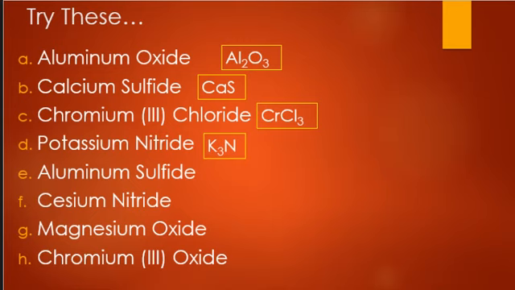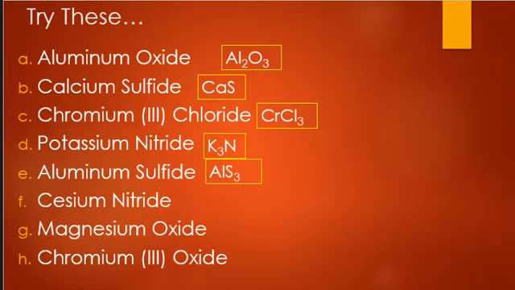Aluminum sulfide, didn't we just do that one? Didn't we do aluminum sulfide in an earlier slide? So what do we have? Al2S3. Where'd you get the 2 from? Sulfur. No idea.